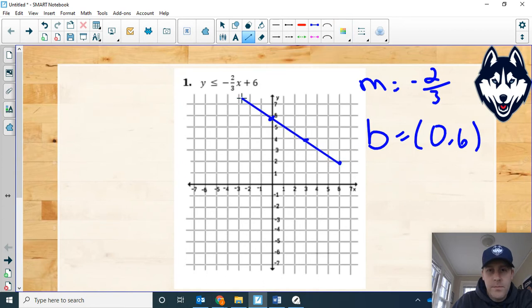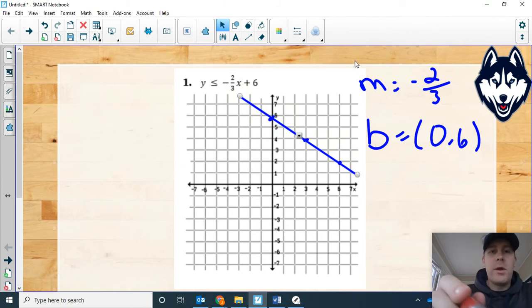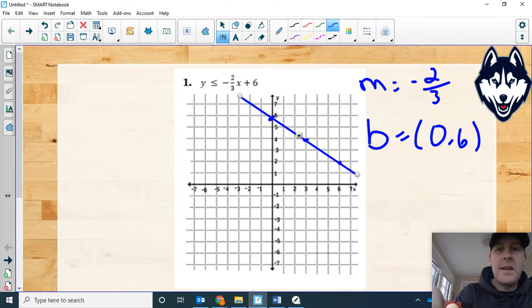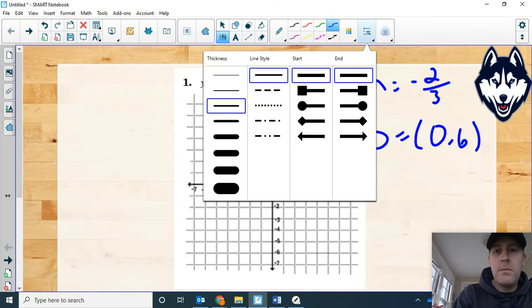All right. We're going to extend that on. I'm going to draw it as far as I can. There we go. Then I want to make sure I put arrows on both sides to show that that line does go on forever in both directions.